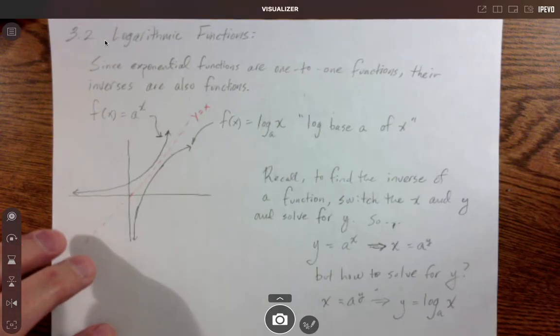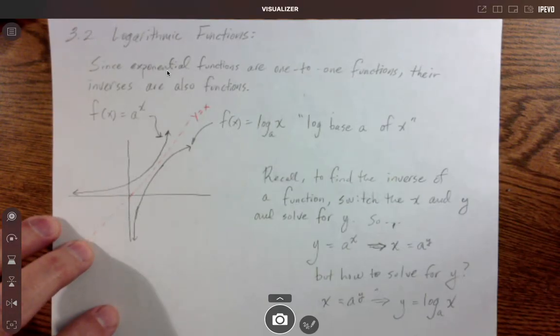We just finished chapter 3.1, which was talking about exponential functions. And exponential functions have this basic shape right here. That's if a is greater than 1. If a is less than 1 but still positive, then it would swoop down this way right here. But that's an exponential function. Today we're going to look at logarithmic functions.